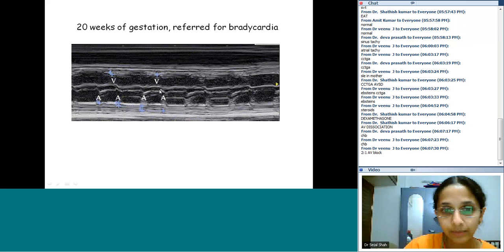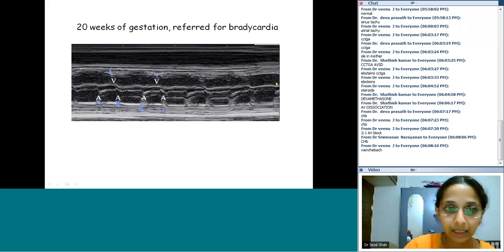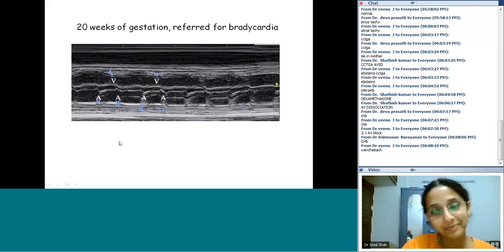So is there any other possibility in this situation? Whenever you have bradycardia with atrial rate more than ventricular rate, one common possibility is complete heart block. Any other possibility? 2:1 AV block.